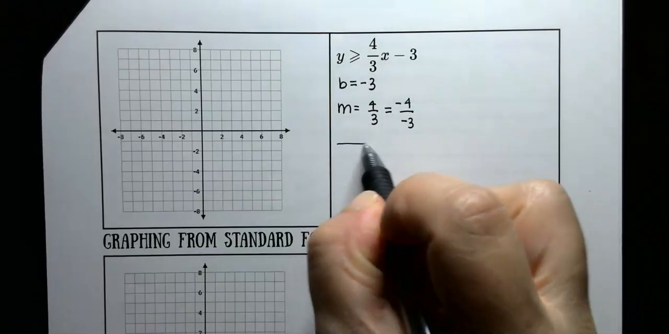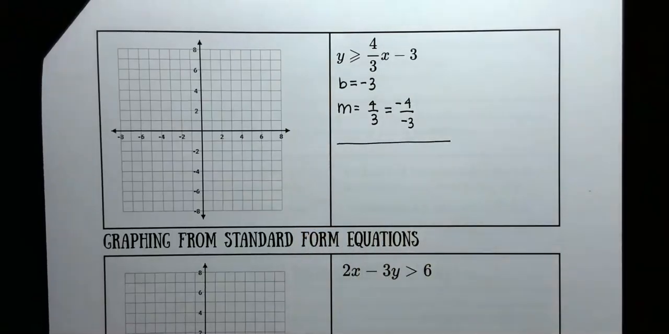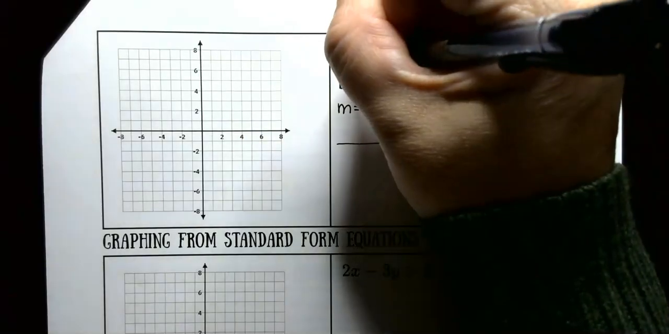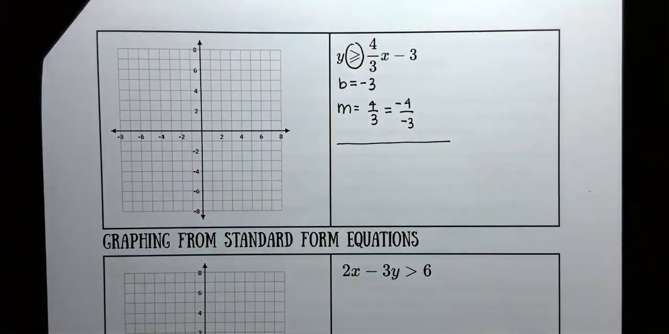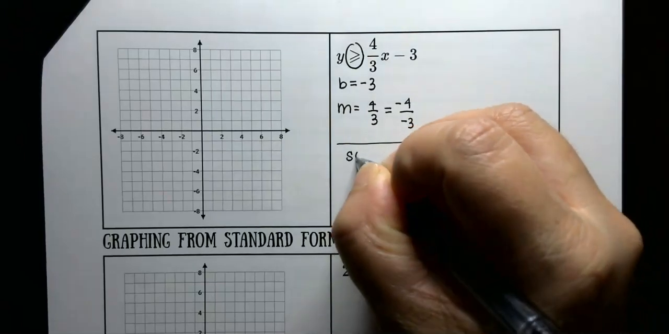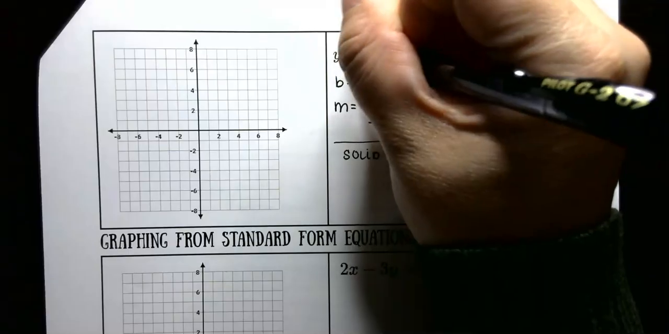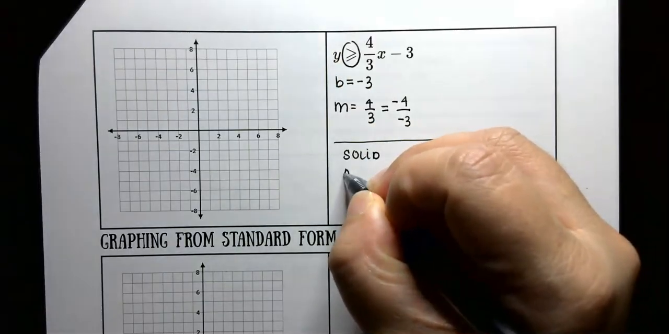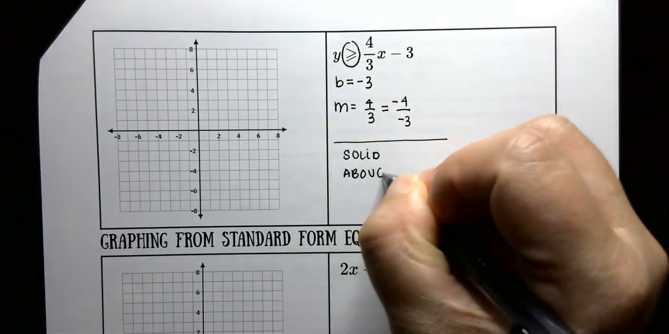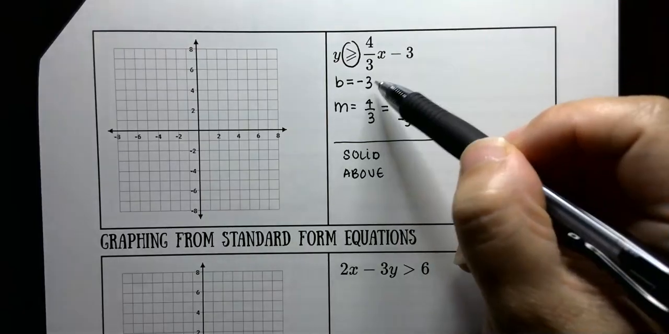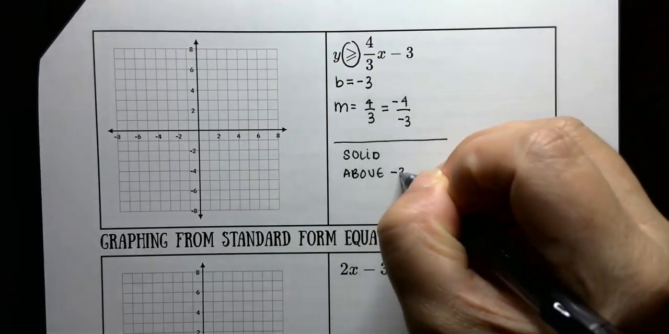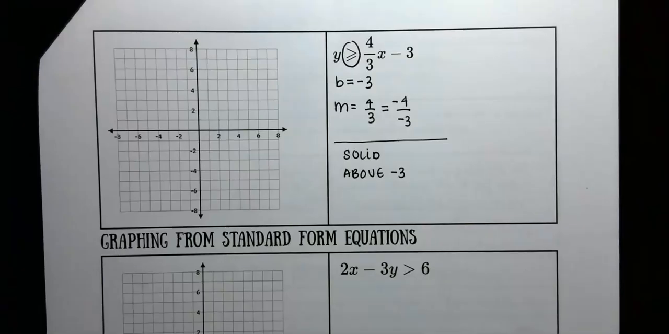I'm going to draw a line to represent the inequality portion. Go back to your inequality symbol, and that one has a line underneath it. It has an equal to line, so that tells us we're going to use a solid line to connect our dots. And because this is a greater than symbol, we are going to shade above the y-intercept. So we know that our y-intercept is -3, so we're shading above -3.